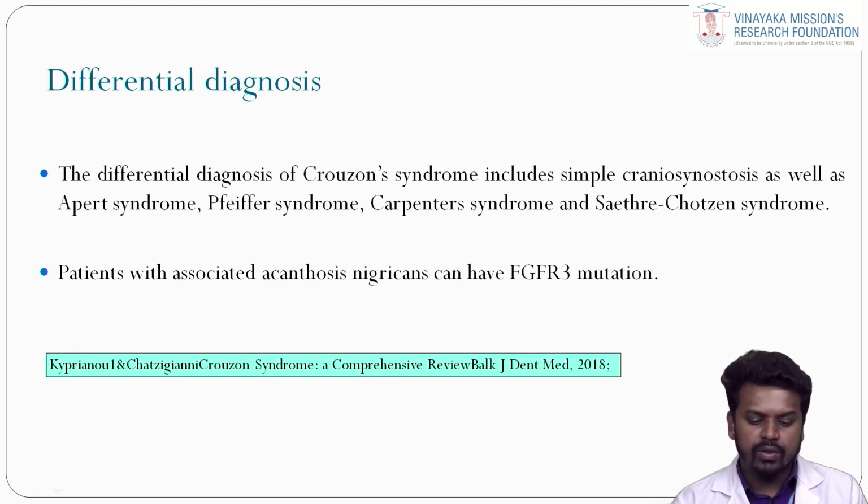And the differential diagnosis of Crouzon syndrome includes simple craniosynostosis as well as Apert syndrome, Pfeiffer syndrome, Carpenter syndrome and Saethre-Chotzen syndrome. Patients with associated acanthosis nigricans can have FGFR3 mutation. These acanthosis nigricans, Pfeiffer syndrome, Carpenter syndrome and Apert syndrome are the differential diagnosis of Crouzon syndrome.